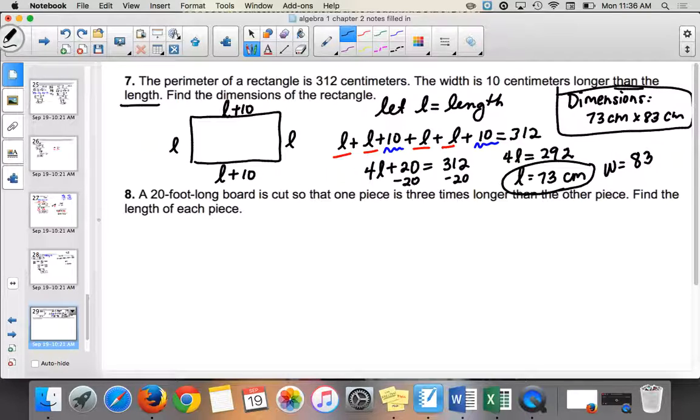All right, and then number 8. So a 20-foot long board is cut so that one piece is 3 times longer than the other piece. So we have this big board. We're cutting it. So the first piece is X, and the other piece is going to be what?